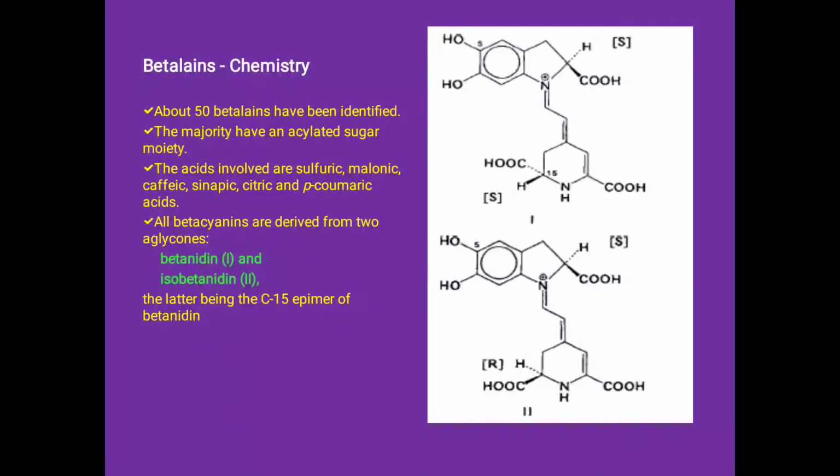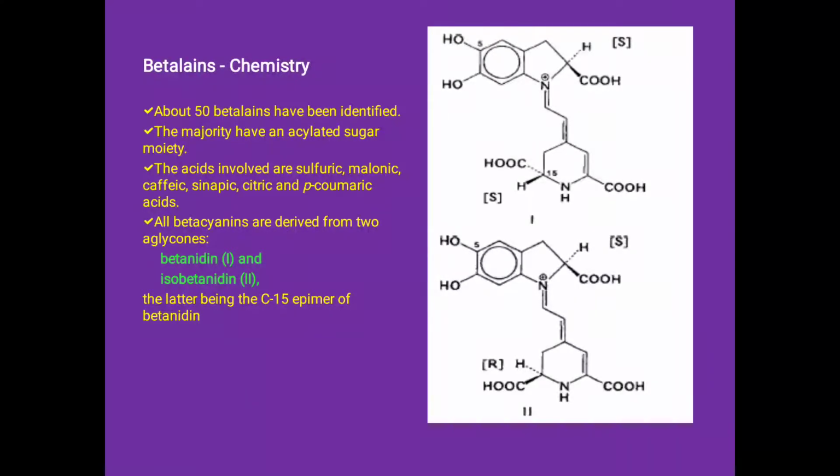Betalain chemistry. About 50 betalains have been identified. The majority have an acylated sugar moiety. Moiety, in a sense, gives a water molecule at the end of the product. The acids involved are sulfuric, malonic, caffeic, and sinapic, as well as citric.